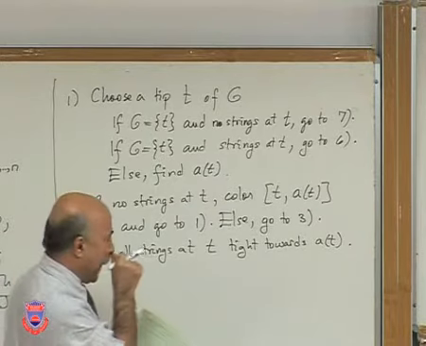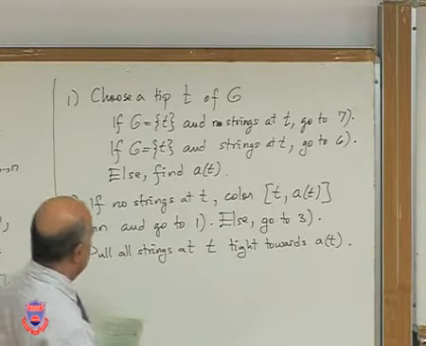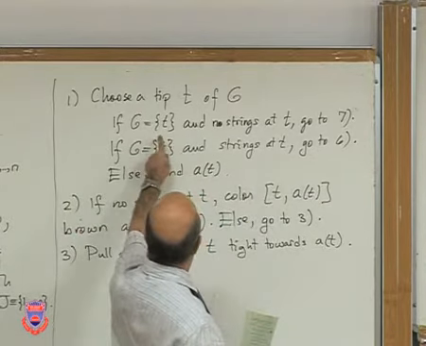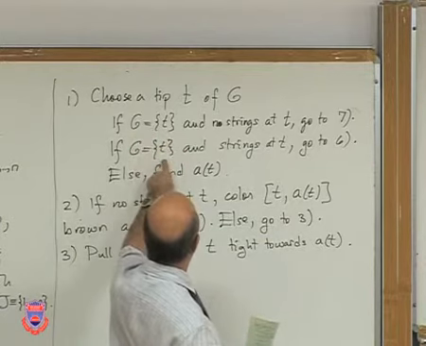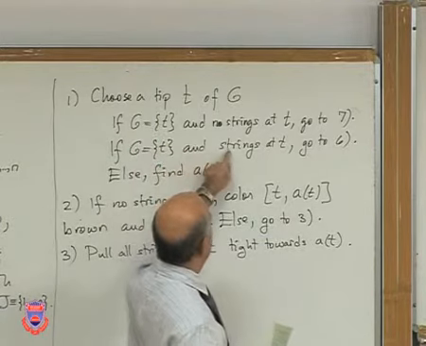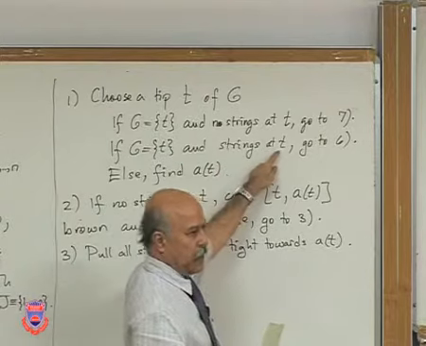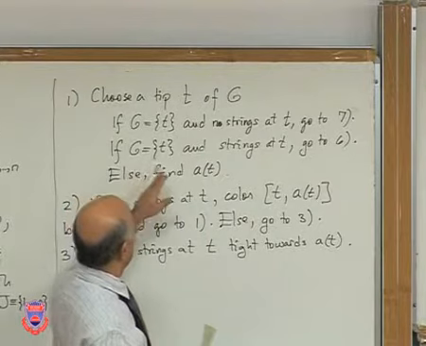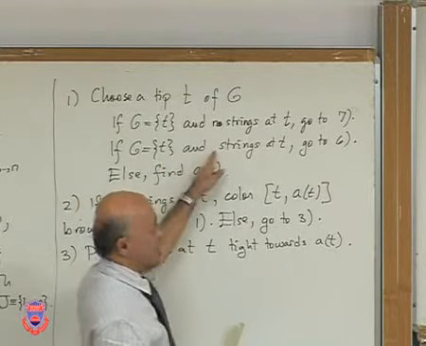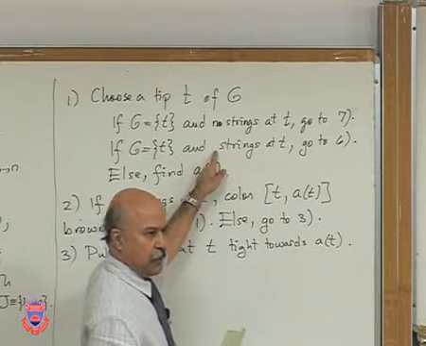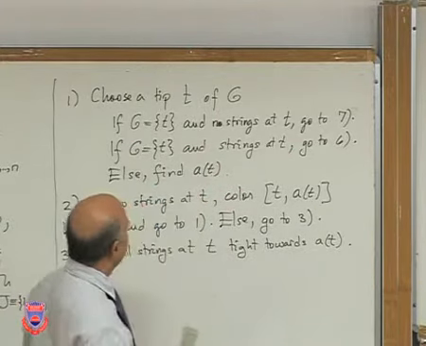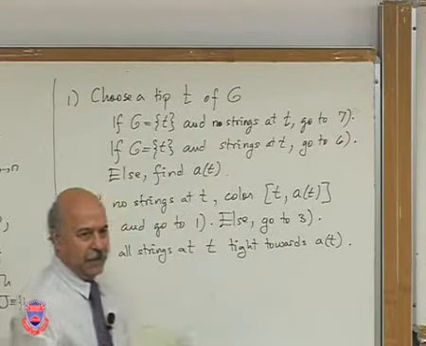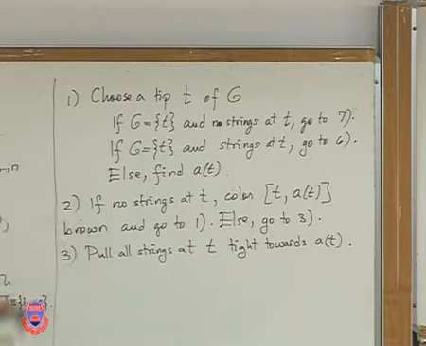Yes? What does the second line of item if G is T and strings, are you referring to that? If G equals T, this one? If G equals T and there are no strings at vertex T, go to 6. First one is no strings. The second one is there are strings. Did I say no strings? Well, I meant there are strings. Well, in the first case, there are no strings. In the second case, there are strings. I just omitted the words there are because it's just too many words.